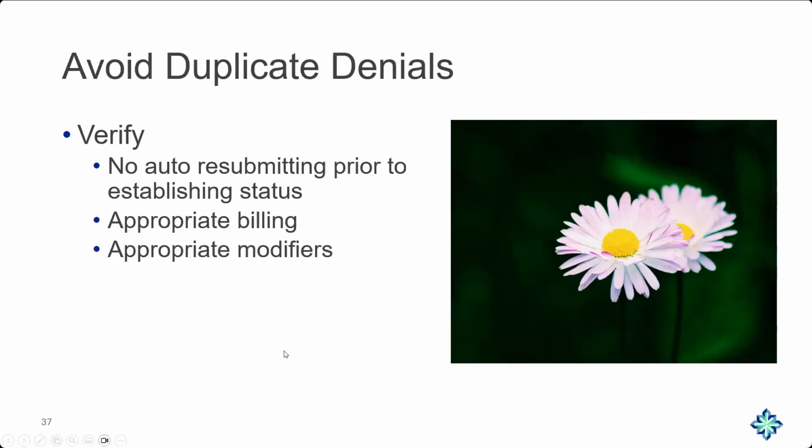Here's some information about avoiding duplicate denials. Don't auto resubmit. I talked about this earlier. Don't just automatically submit every 30 days. Make certain that you're checking the status of the claim to determine whether or not you need to take action. Make sure you're billing these appropriately.